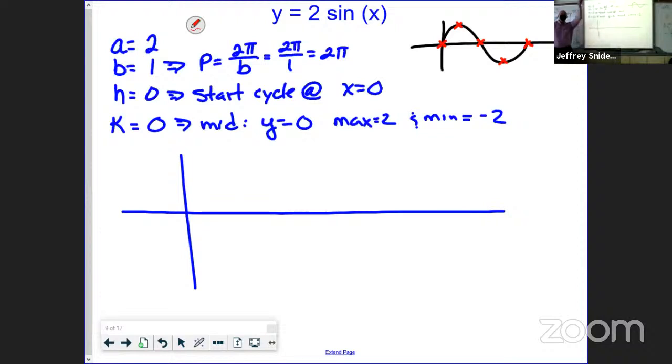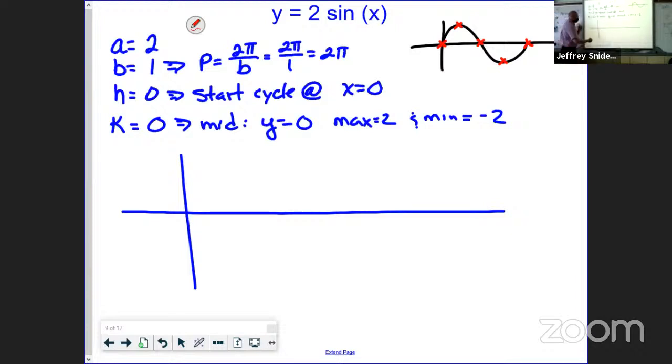Where does it start? Where's the max? Where does it come back through the x-axis? Where's the min? Where does it come back to the x-axis? Let's think about these. Where are these at? This is at 0, pi over 2, pi, 3 pi over 2, and 2 pi. Those are the ones I'm most concerned with. They give me the shape of my graph. I don't have to do all of the other ones to get a sketch of a graph. So it's a 5-point method we're using here.